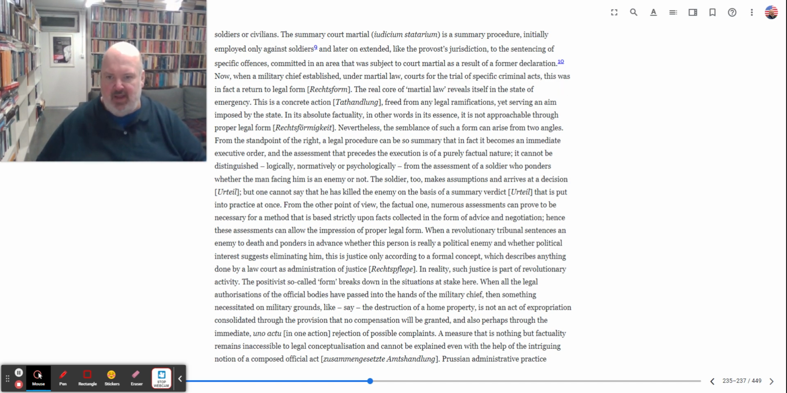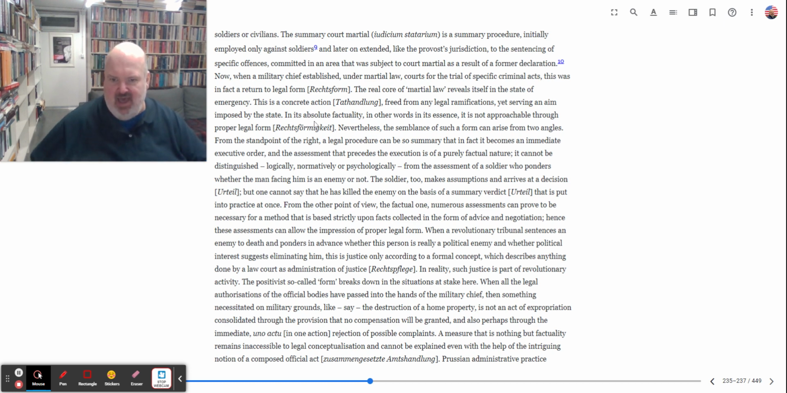Now, when a military chief established under martial law courts for the trial of specific criminal acts, this was in fact a return to legal form. The real core of martial law reveals itself in the state of emergency. In other words, the real core of martial law is a concrete action, freed from any legal ramifications, yet serving an aim imposed by the state. So the martial law is trying to restore order, to secure the safety of the state. Even though it is freed from limitation, it serves an aim that is imposed by the state.